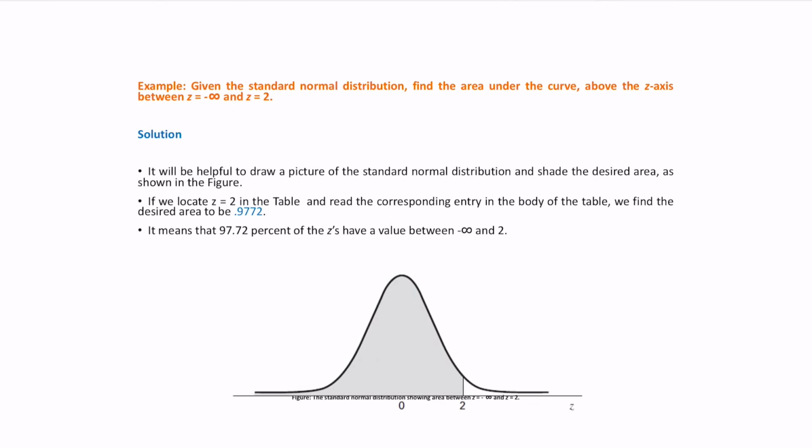Now let's try and do a problem. Given the standard normal distribution, find the area under the curve above the z-axis between z equal to negative infinity and z equal to 2. Now let's try this problem. They are asking you between minus infinity and 2, which basically means they are asking you to find z less than 2. Nothing else. How would you find it from the table?